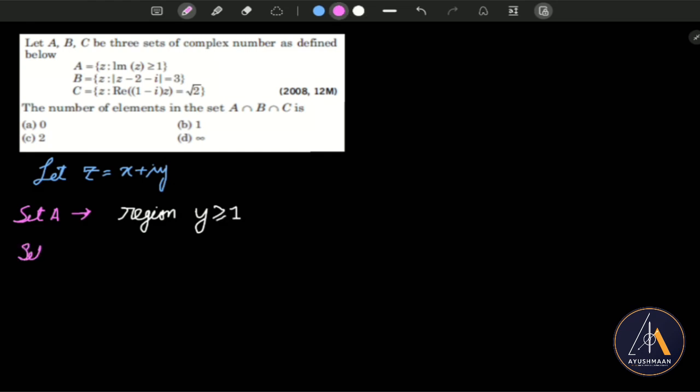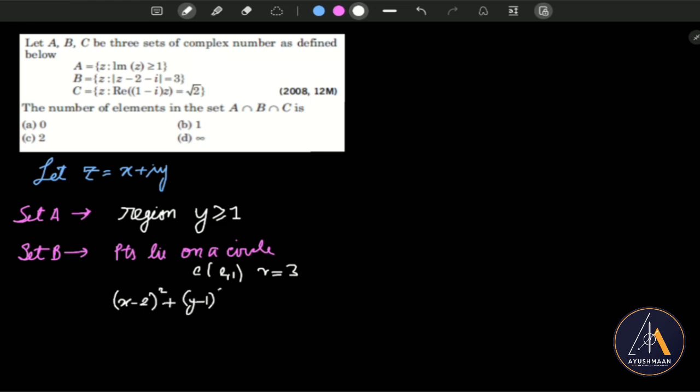Now set B. Set B says modulus of Z minus 2 minus i equals 3. So this set represents points that lie on a circle. And what are the properties of this circle? Circle with center (2, 1) and radius 3 units. So what will be the circle? The circle will be (x minus 2) whole square plus (y minus 1) whole square equals 3 square. Again, opening the brackets and simplifying, we will get x square plus y square minus 4x minus 2y equals 4.